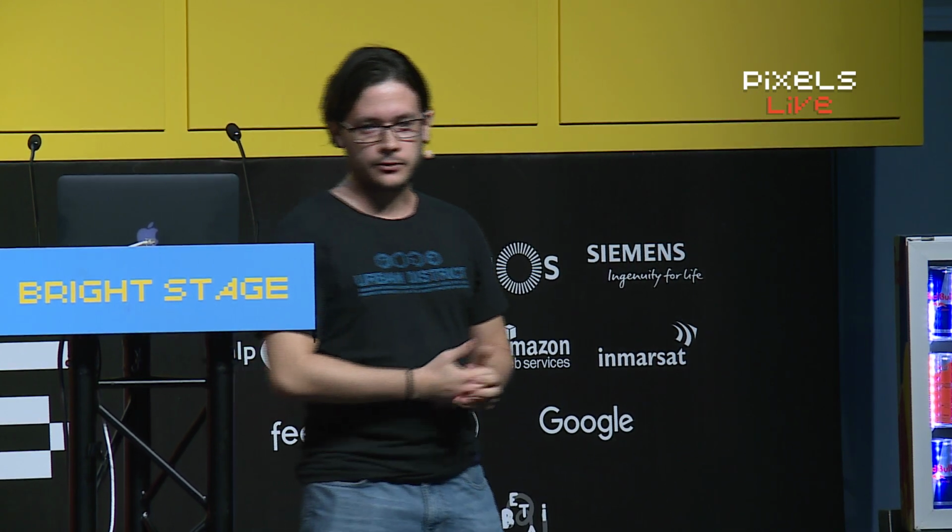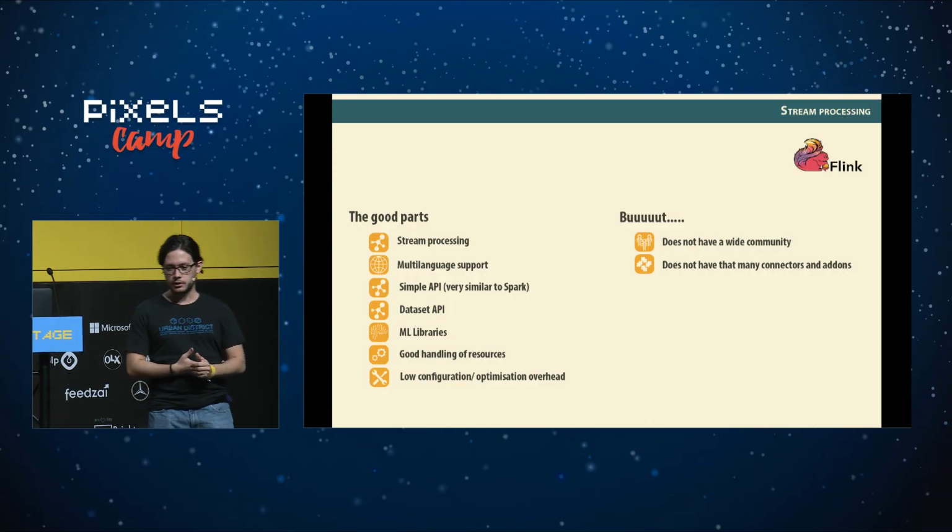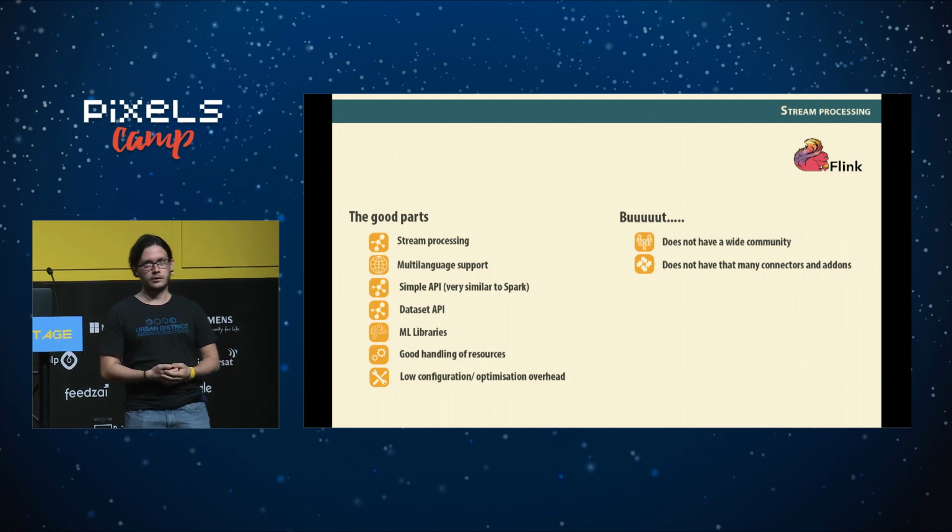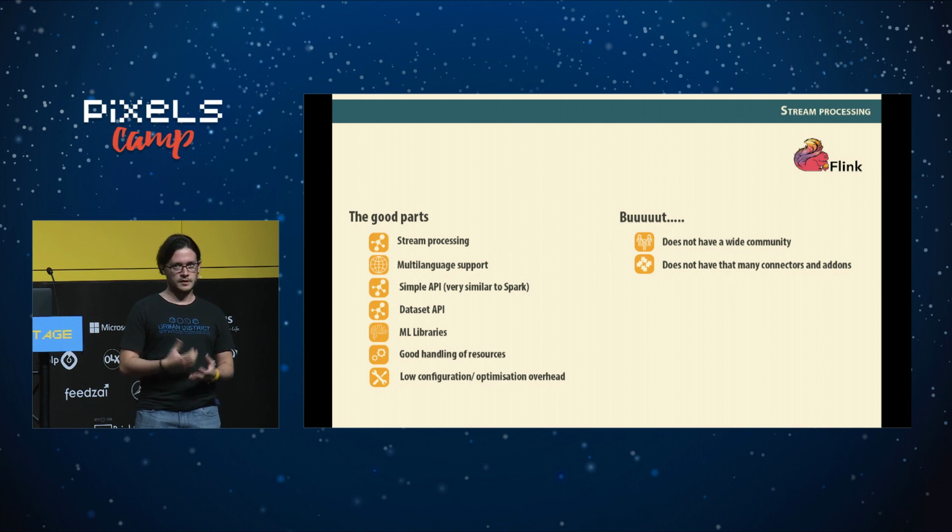But then, just for the sake of keeping updated, we also looked for other tools, and we looked at Flink. Flink is not much used, does not have a great community, not as big, but tries to put together the best of both worlds. It has a great API, very simple, very similar to Spark, but it's also adequate for streaming.